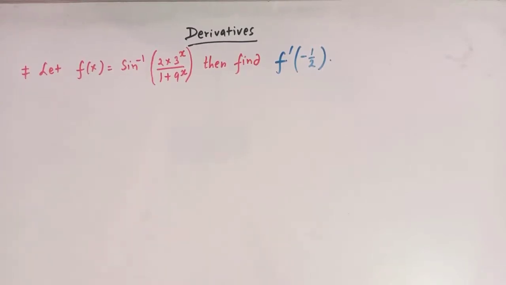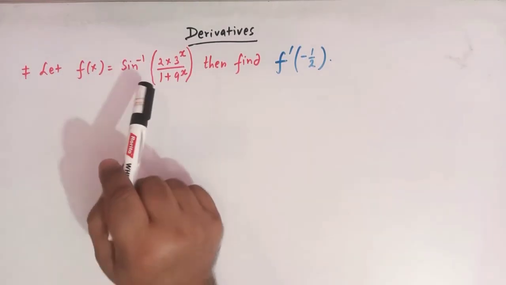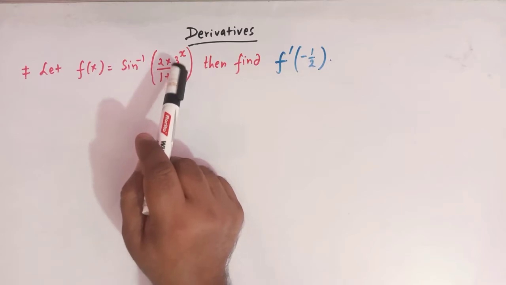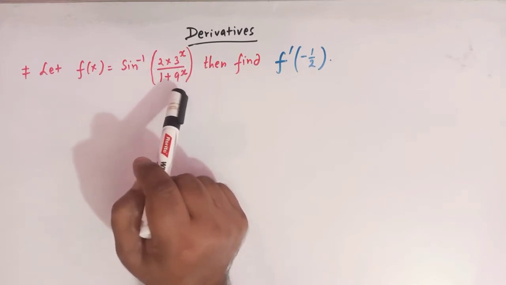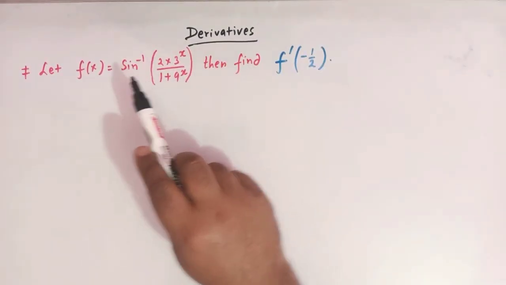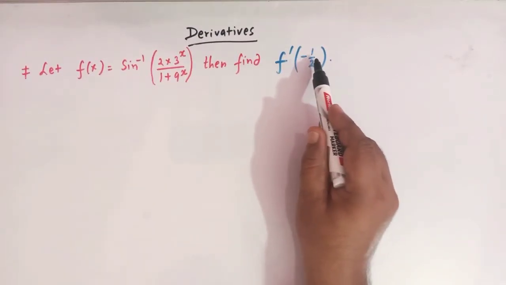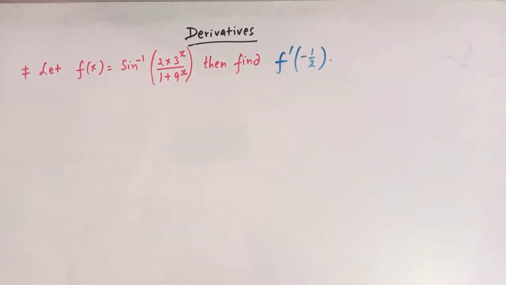Hello viewers, in today's class we are going to take up one important and conceptual problem from derivatives. Here we are given a problem, and the problem goes like this: if a function f of x is given as sine inverse of 2 times 3 raised to x divided by 1 plus 9 raised to x, then we have to find the derivative of this function at x equal to minus 1 over 2.